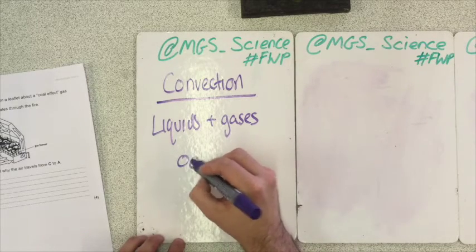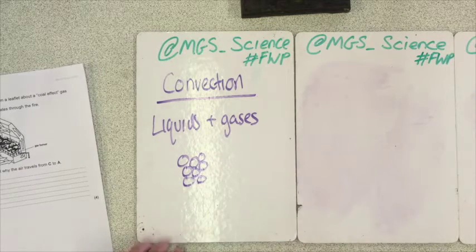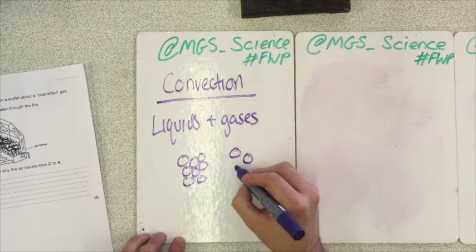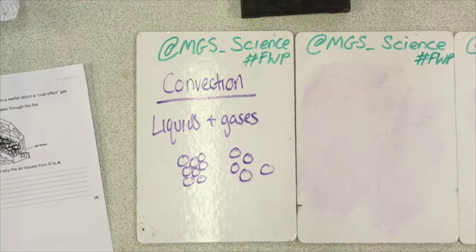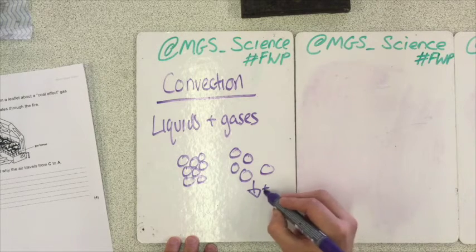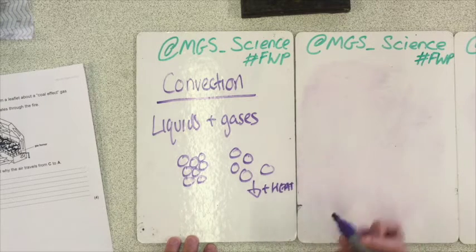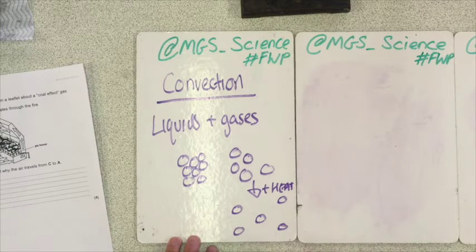But in a liquid we've got our particles which are spread out, something like this. We've got more gaps than we would have in a solid, but in a gas we've got even bigger gaps between the particles. Now when we heat up a liquid or a gas, what we find is that these gaps increase. So if we were to add heat to this one, instead of the particles being that far apart, they would spread apart even more. Now, by doing this, the gas itself becomes less dense, so it rises.